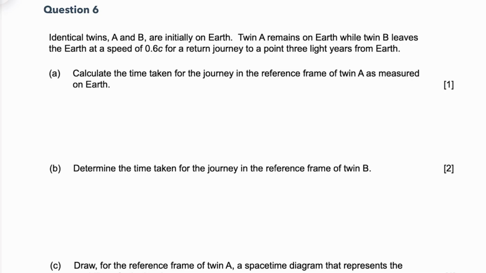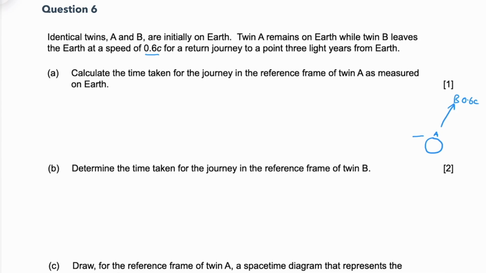Question 6. Identical twins A and B are initially on Earth. Twin A remains on Earth while twin B leaves Earth at the speed of 0.6 c for a return journey to a point 3 light years from Earth. A. Calculate the time taken for the journey in the reference frame of twin A as measured on Earth. So we actually touched on this earlier. Remember I said it's useful to always think of these twins. Twin A stays on Earth, twin B travels away at a speed of 0.6 c, goes 3 light years away and comes back again.